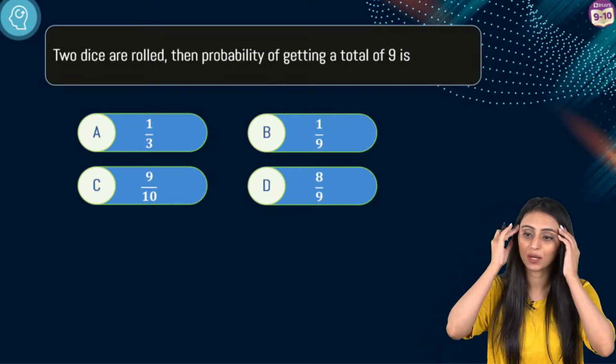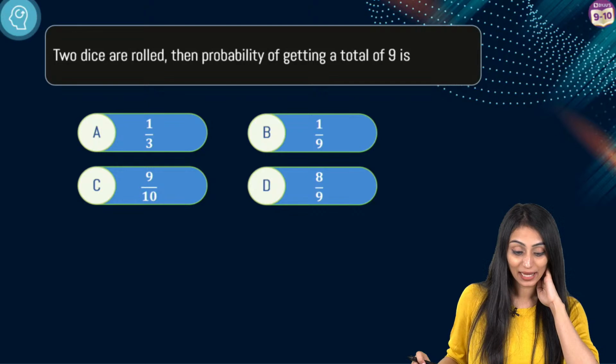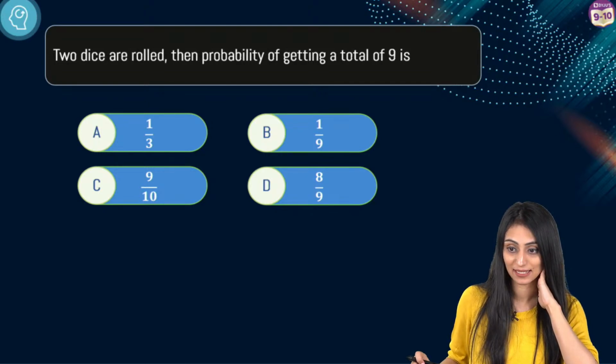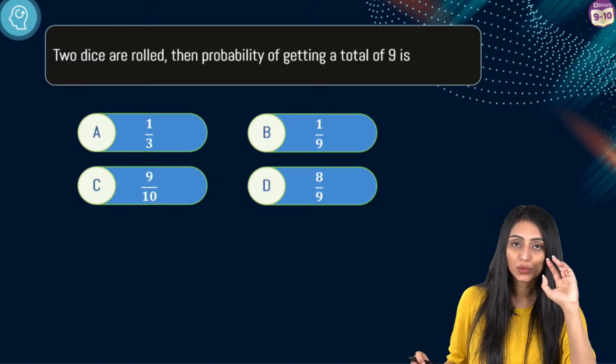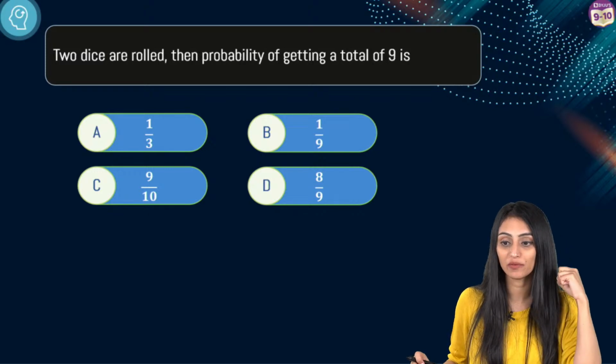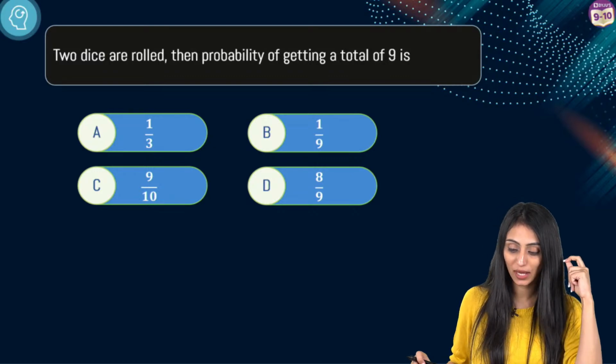Let's take a look at question number 3 now. So, 2 dice are rolled. The probability of getting a total of 9 is. That's okay, Lakshit? Total of 9. First of all, do you know what the sample space is when we roll 2 dice? What is the sample space in that case? Anybody? When you roll 2 dice, right?